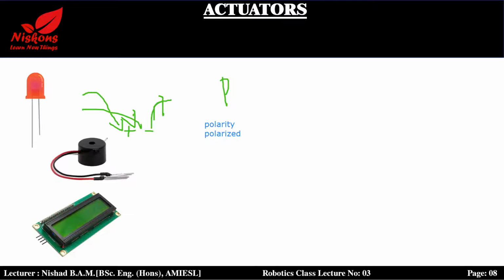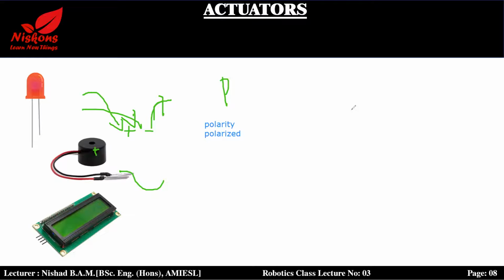If we are using polarized components, we have to be aware of their terminals. The positive side can be written on the terminal, so we have to be aware of that. If it is polarized, we have to give positive to positive and negative to negative. If it is not polarized, we can connect whatever way we want.